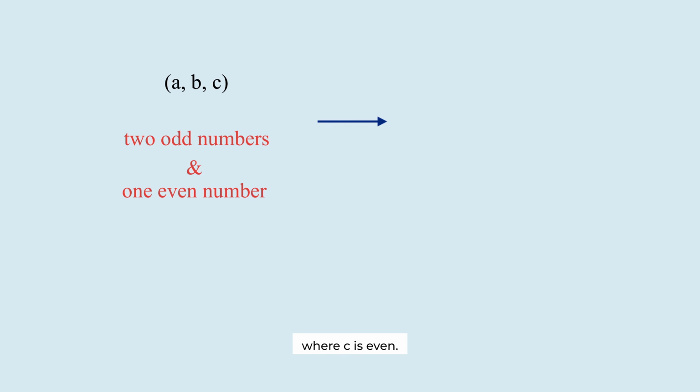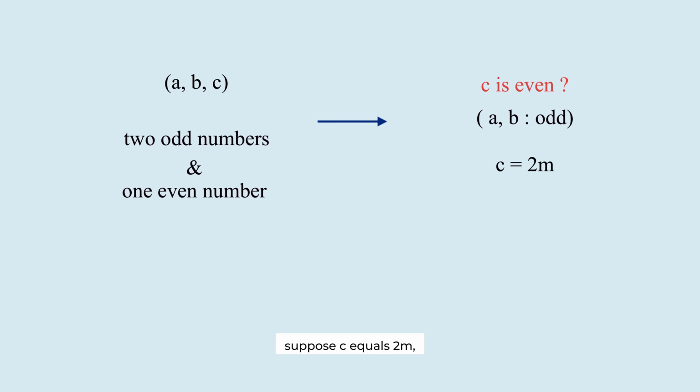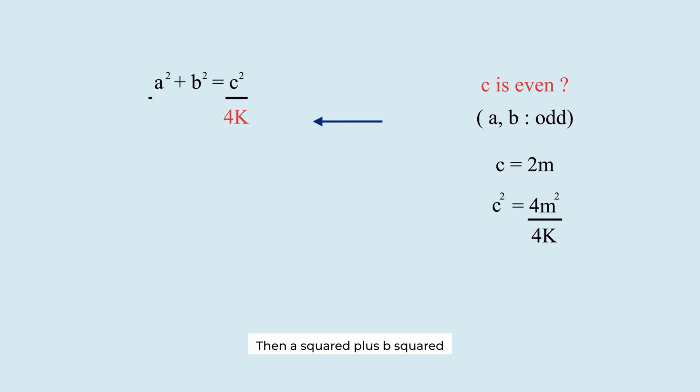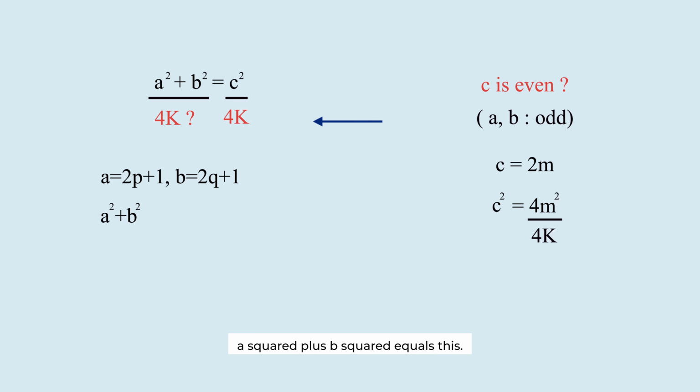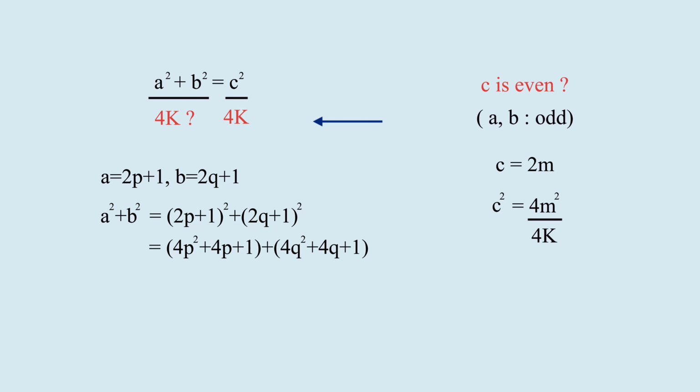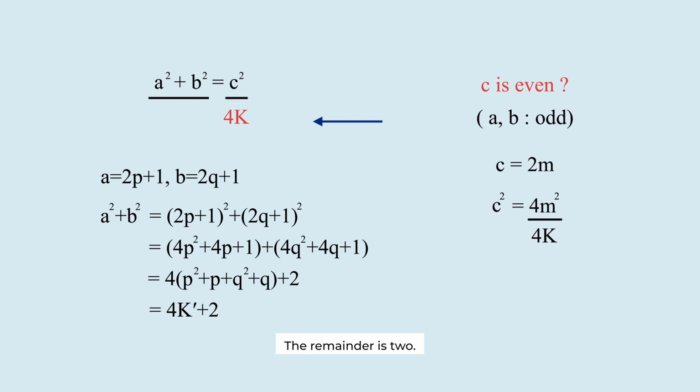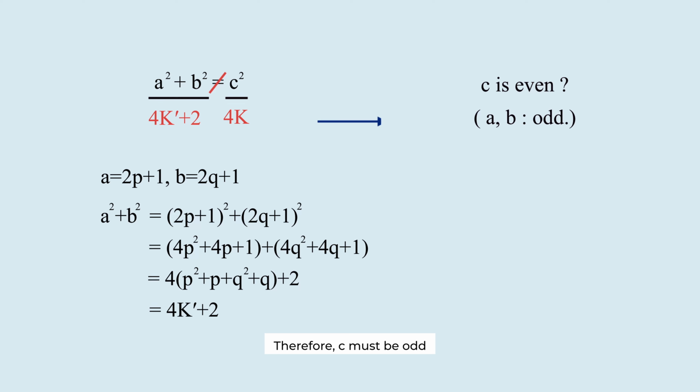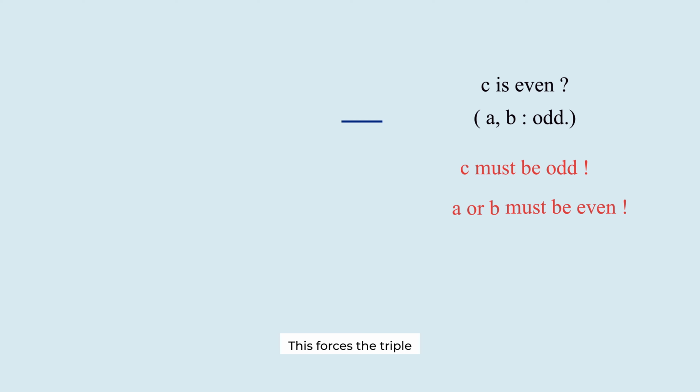Let's test the case where C is even. Since C is an even number, suppose C equals 2m. So C squared equals 4m squared, which is divisible by 4. Then A squared plus B squared on the left side must also be divisible by 4. Since A and B are both odd, A squared plus B squared equals this. The remainder is 2. It can't be divisible by 4. Again, a contradiction. Therefore, C must be odd, and either A or B must be even, just one. This forces the triple into a very specific structure.